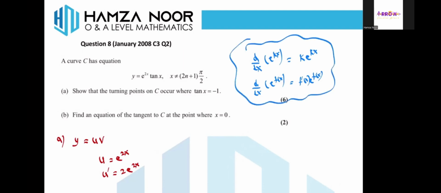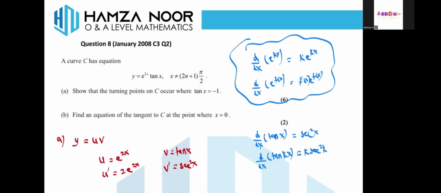So I've just mentioned the standard form over here. When u equals e raised to the power of 2x, u dash is 2 times e raised to the power of 2x. And then v equals tan x, so v dash is sec square x. The basic concept is that when you differentiate this trigonometric term, tan x, you get sec square x. And a form given to you in the formula booklet is that when you differentiate tan kx, you get k multiplied by sec square kx.